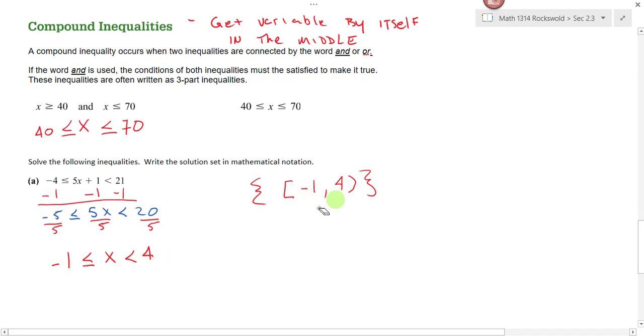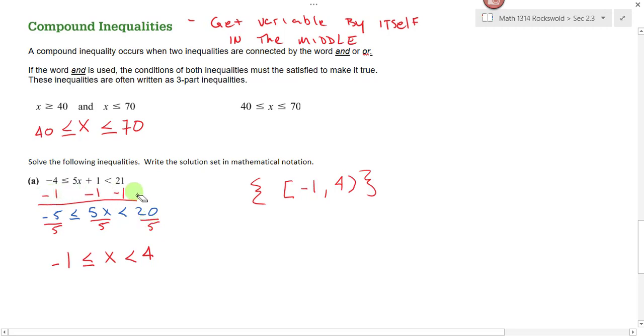Now, this is true if you have a smaller number on the left, larger number on the right, and a variable in the middle. You would just put your solution set being between these two values. If you have the equal to here, you use a bracket. If it's a strict inequality, use a parenthesis. There's no need to flip it because I have the smaller value on the left. Oh, I didn't divide by a negative number. It was positive, so I don't have to flip anything.